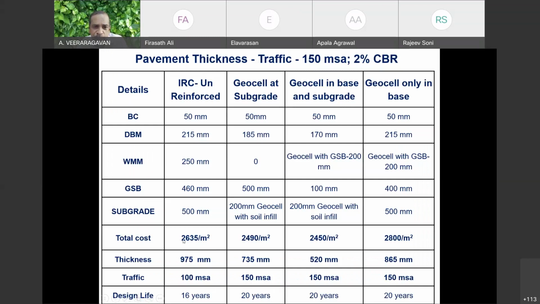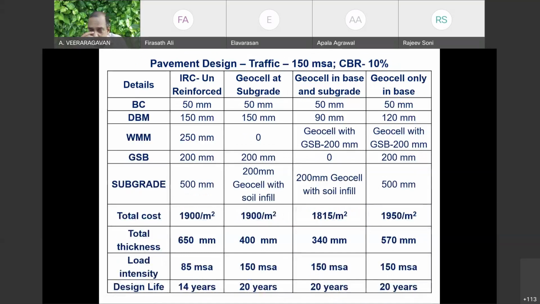I can bring the cost from 2,635 to 2,450. Even for higher CBR, I demonstrated that instead of 650 millimeter, if you use a geocell in the base and subgrade, you can bring down the thickness to 340, and then can bring the cost from 1,900 rupees per square meter to 1,815 per square meter. If this can last for 14 years, my pavement design can last for 20 years. So there are different benefits: reducing the thickness, reducing the budget, aggregate consumption, improved performance, longer life, lesser maintenance cost, lesser road user cost.